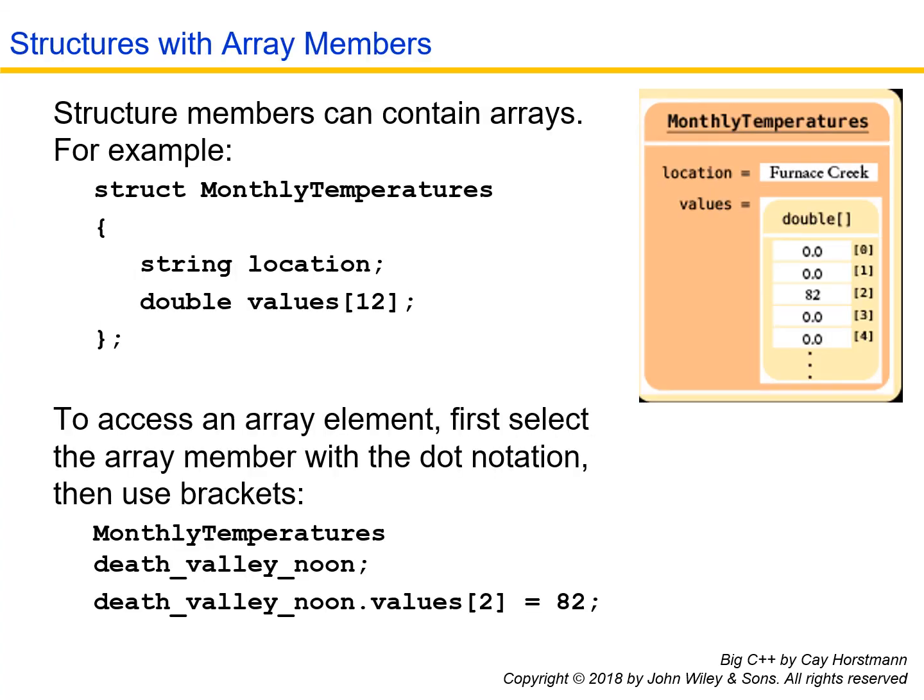Okay, you can have arrays as part of a struct. In this case, the string location tells you where we are, and the double values gives you the temperatures for 12 different months of the year. You would get Death Valley Noon dot values, square bracket 2. So use the dot notation to get the array, and then you use the square bracket notation to get the individual value, 82 here.